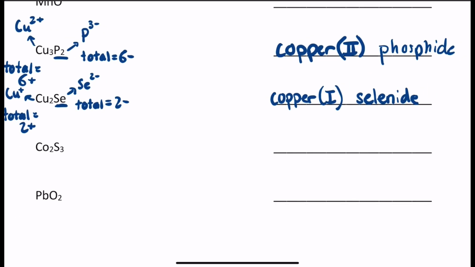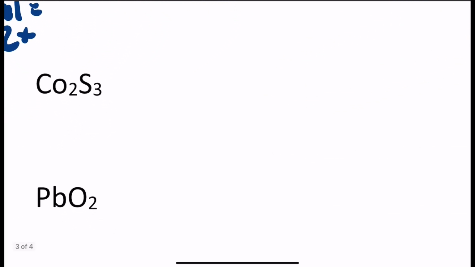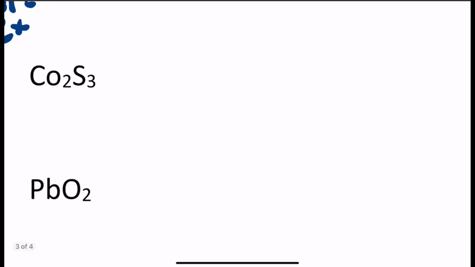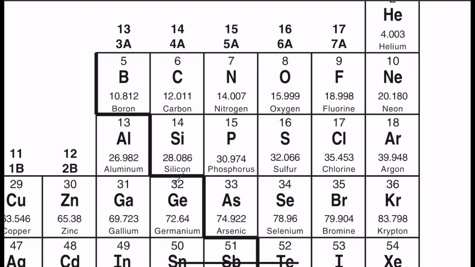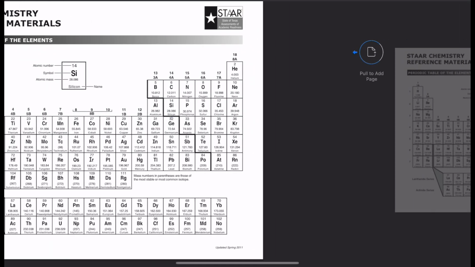Okay, let's try the next two examples. So here we have cobalt, there's 2 of them, then we have sulfur, and there's 3 of them. So over here, we don't know the charge of cobalt, we don't know the Roman numeral, so we need to solve for it. So to do that, remember the total charges have to add up to 0, and we get this information from the nonmetal, sulfur.